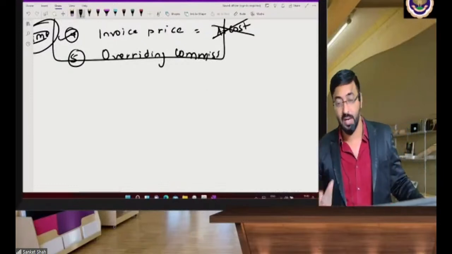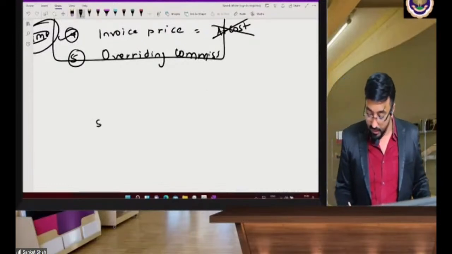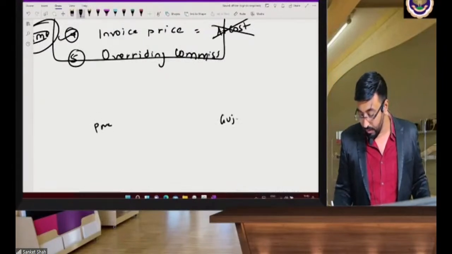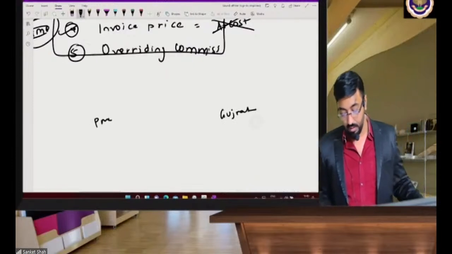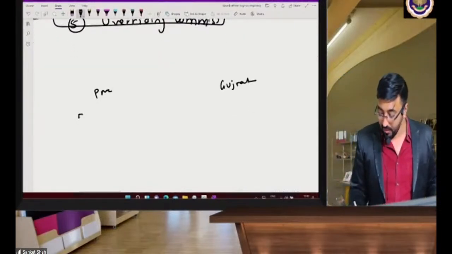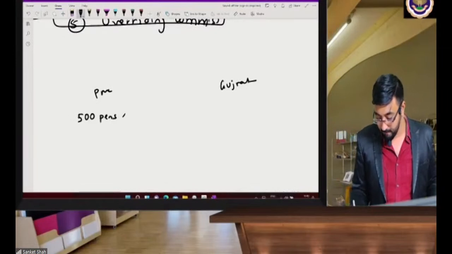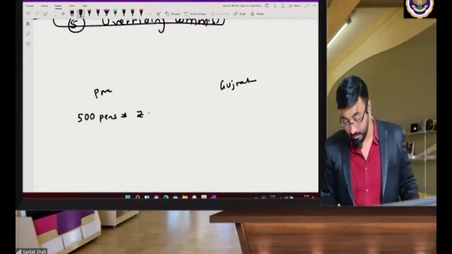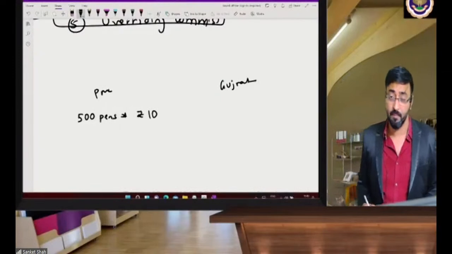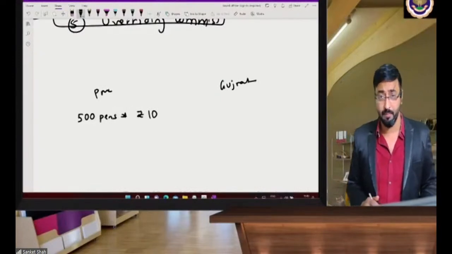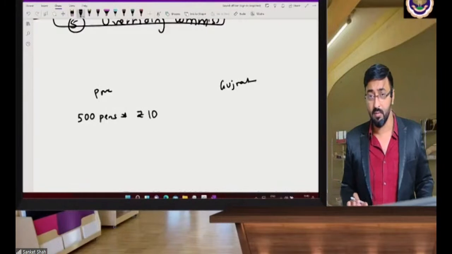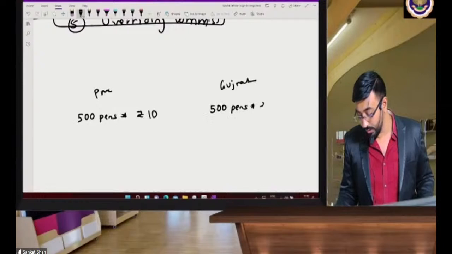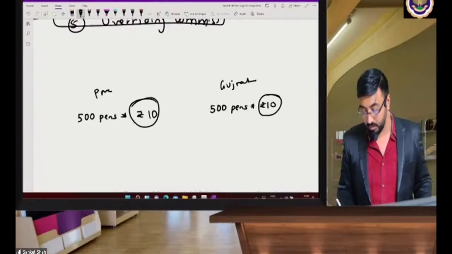Why invoice price? Suppose, in the same example, I am in Pune and my brother-in-law is in Gujarat. I send him 500 pens and I have recorded them at 10 rupees only. It's the first thing. And he also knows the cost of my goods, 10 rupees.